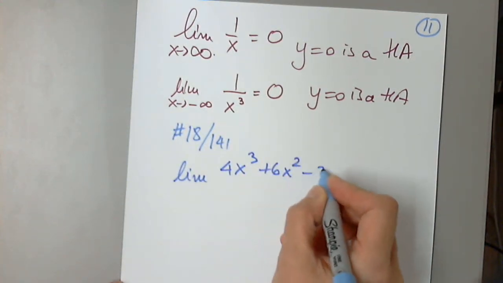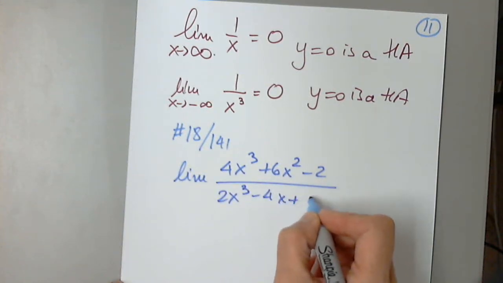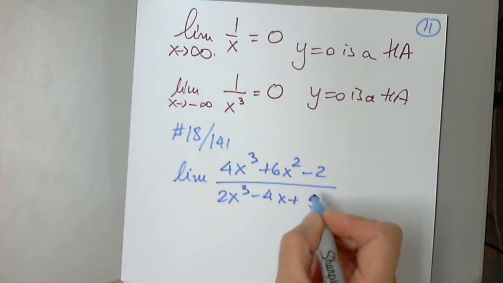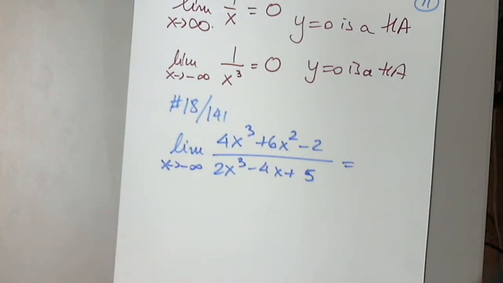Limit, plus 6x squared minus 2 over 2x to the third minus 4x plus 5. And this is the limit as x approaches negative infinity. So initially, like before, I'm going to ask you, what is this limit all about?